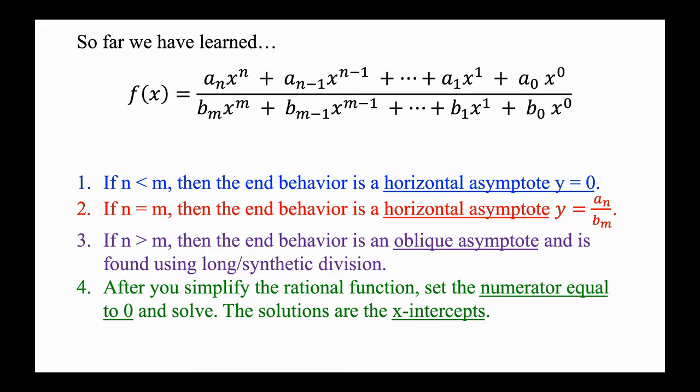So let's sum up everything we've learned. Again, we look at the leading terms and the degrees. If the degree in the numerator is less than the degree in the denominator, the end behavior asymptote is just y equals 0. If the degrees are the same, then the end behavior asymptote is whatever those two numbers in front are, divided. But if the degree in the numerator is larger than the degree in the denominator, then the end behavior is what we call oblique. In other words, it's not horizontal, and we have to use long or synthetic division to figure out what it is. Lastly, after you simplify your rational function, take the numerator, set it equal to 0, and solve to get your x-intercepts.